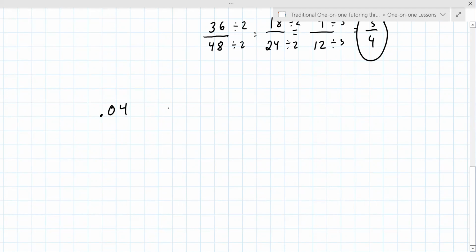0.04 as a fraction. So okay, 0.04. Yep. So you write it over 1. Do you want me to explain it, or do you want to try working this out, but tell me what you're going to multiply the top and bottom by. 100? 100, yeah. Go ahead and try working this one out, please.